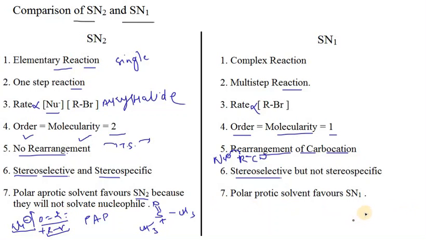But a polar protic solvent is a solvent which has a protic tail, like H+. In that case both the positive charge and the negative charge portions of the alkyl halide are surrounded, so that is considered an SN1 step. Here they get separated and it may rearrange. So polar protic solvent favors SN1.